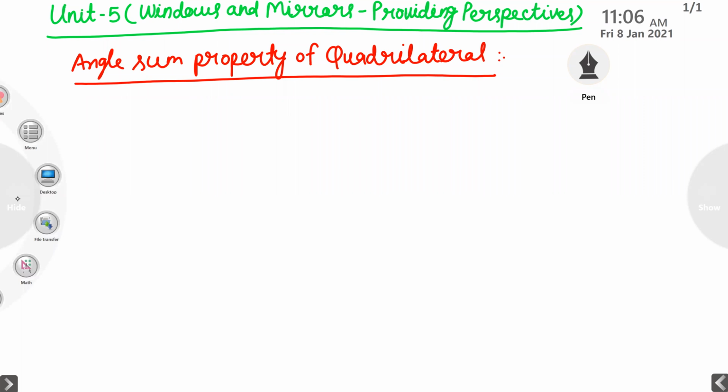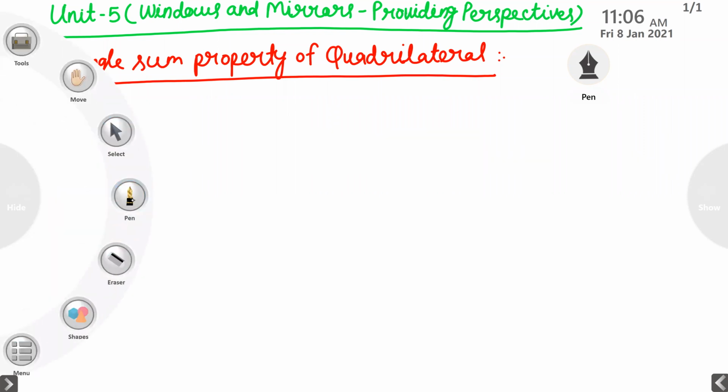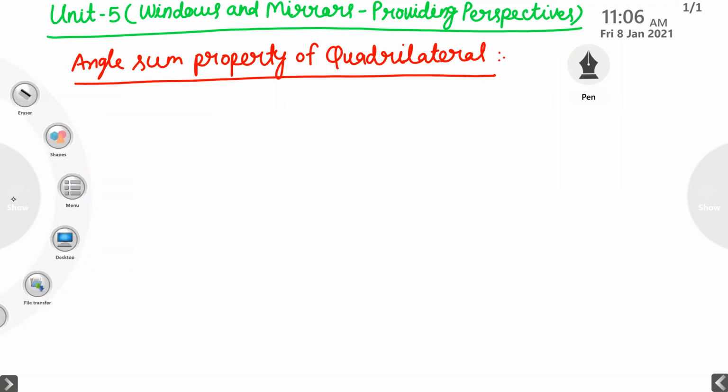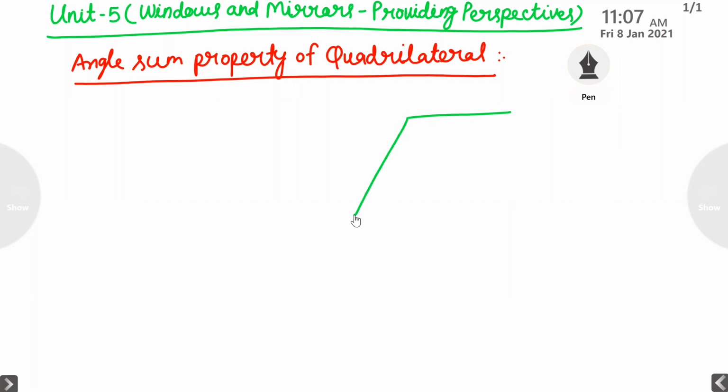In the last unit, we have learned about the angle sum property of triangle. The sum of angles of a triangle equals 180 degrees. But in this unit, we are going to learn about quadrilateral. What is the angle sum property of quadrilateral? Firstly, I am drawing one figure. Observe here. ABCD, suppose this is a quadrilateral. We join 4 line segments and it will form a quadrilateral. Shape can be anything.